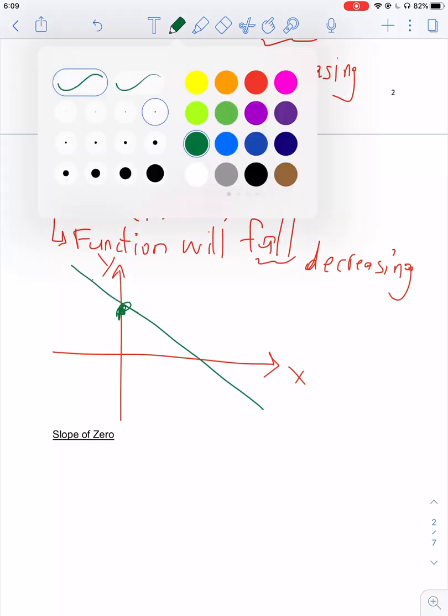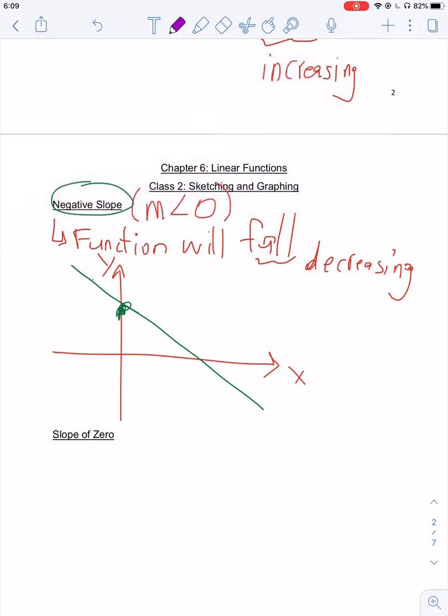Some of the functions might decrease more rapidly than the other ones, right? So the more negative your slope is, the faster it will decrease. So let's say this one over here, okay, my b value is negative, but because my slope is negative, I don't have a choice. I have to go down. But maybe this one goes down a little more slowly than the green function.